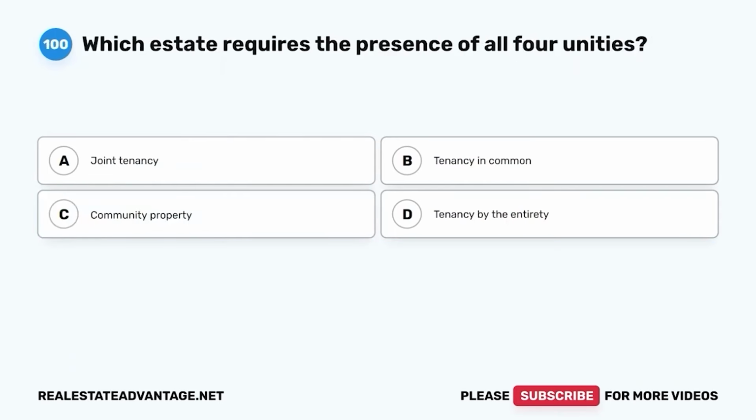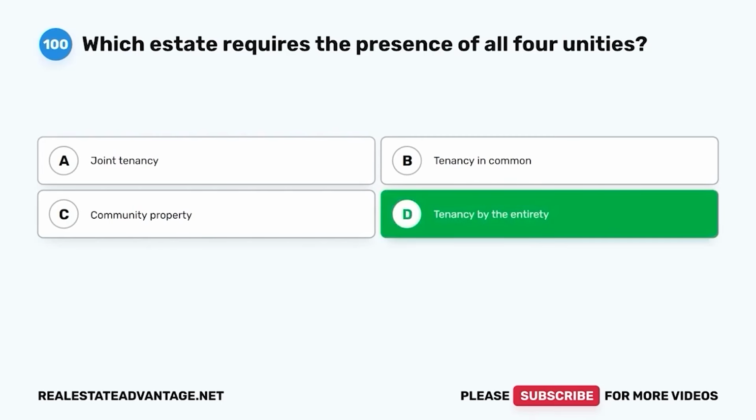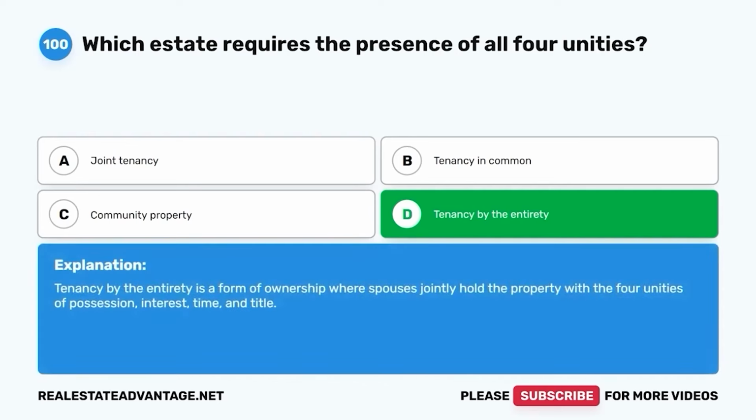Question 100. Which estate requires the presence of all four unities? A. Joint tenancy. B. Tenancy in common. C. Community property. D. Tenancy by the entirety? The correct answer is D, tenancy by the entirety. Tenancy by the entirety is a form of ownership where spouses jointly hold the property with the 4 unities of possession, interest, time, and title.